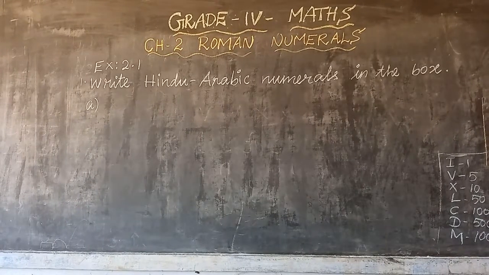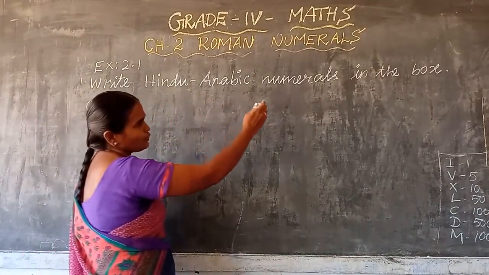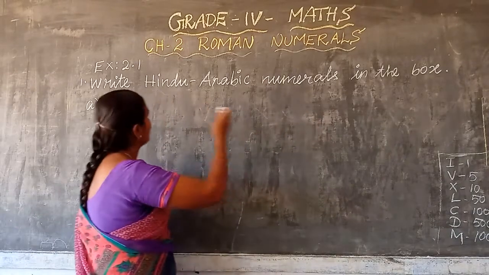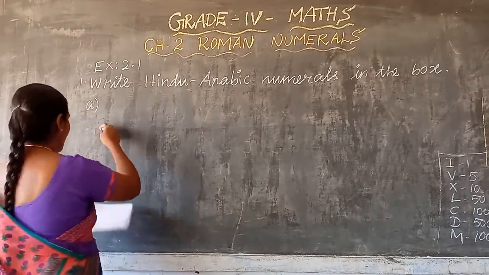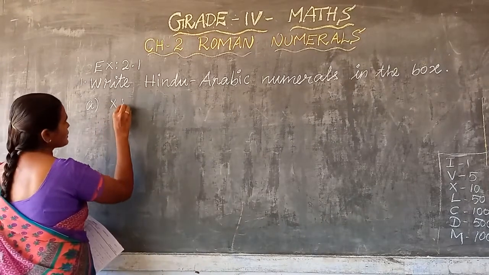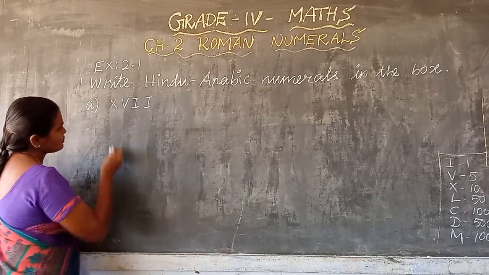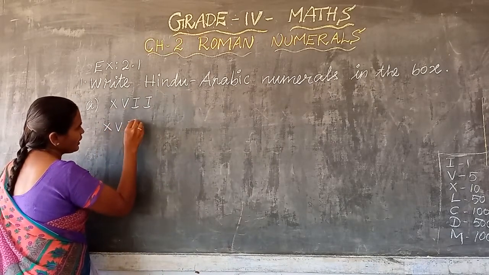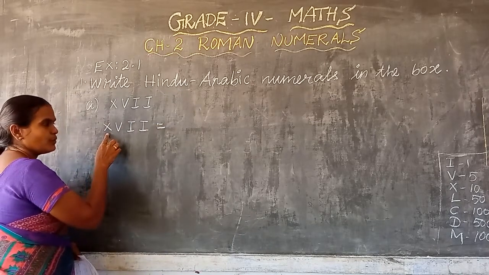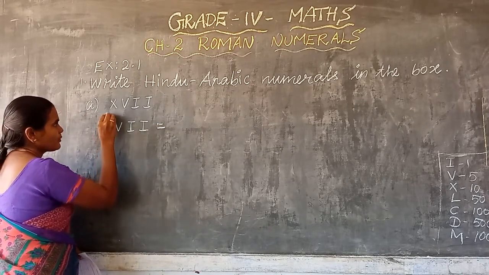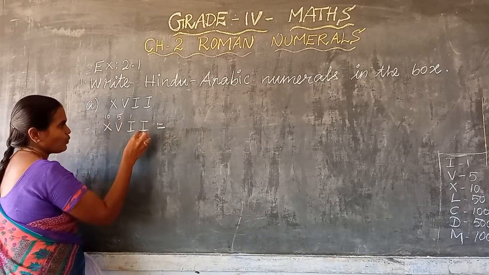So next, exercise 2.1. First one: write Hindu Arabic numerals in the box. A question: XVI. So see here. X value 10. V value 5. I value 1.